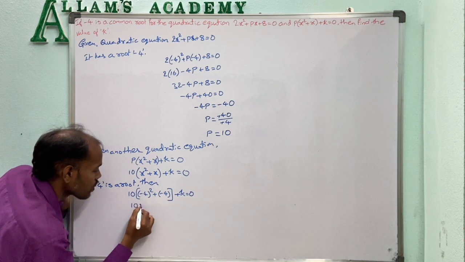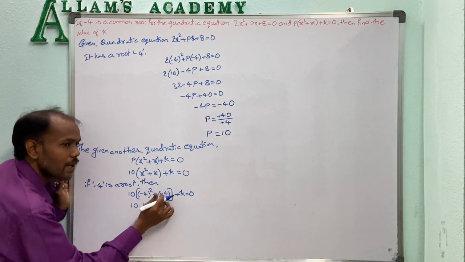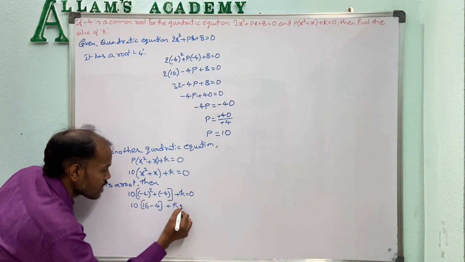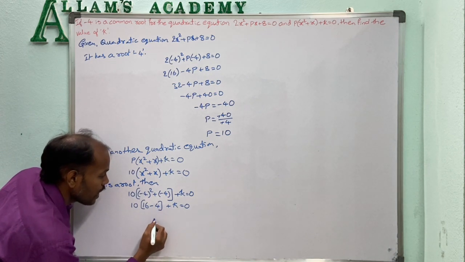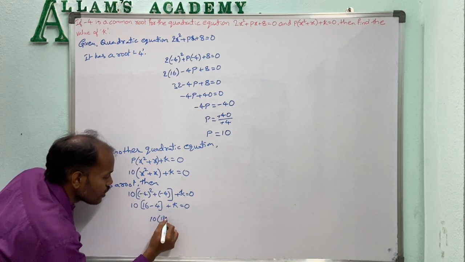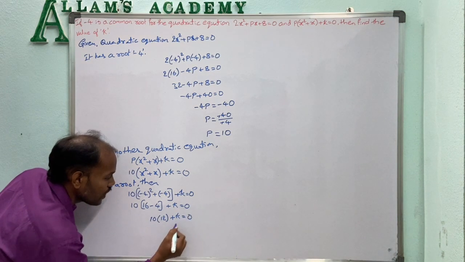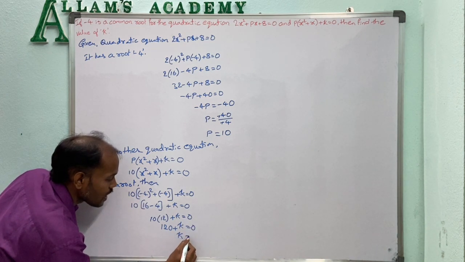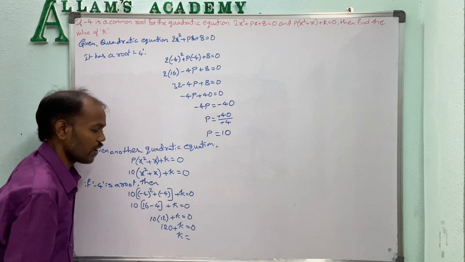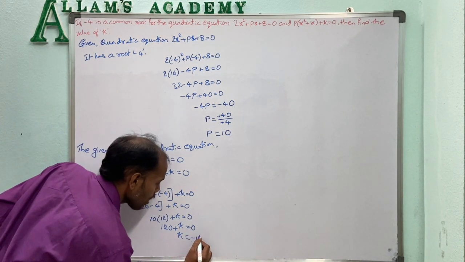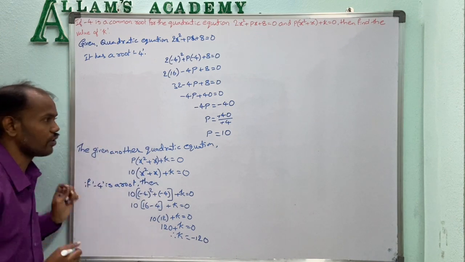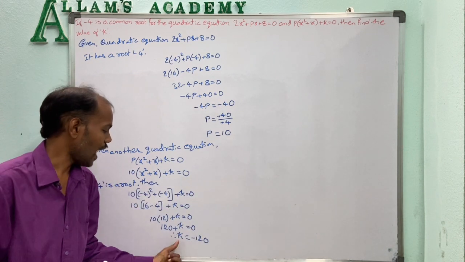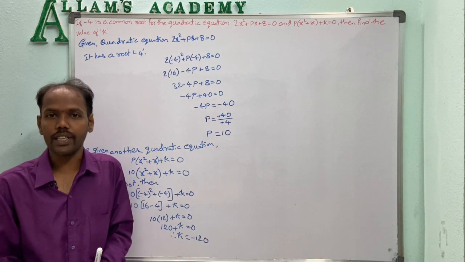plus k equal to 0. So minus 4 whole square is nothing but 16, plus into minus is minus 4, plus k equal to 0. 16 minus 4 is nothing but 12. So 10 12s are 120, so 120 plus k equal to 0. Then plus 120 is transferred to RHS, that is minus 120. So 0 minus 120 is minus 120. Therefore the k value is minus 120. Okay, so we get the p value as 10 and the k value as minus 120.